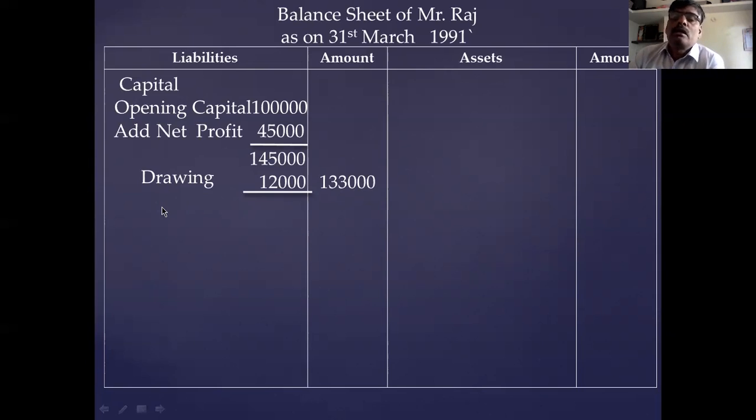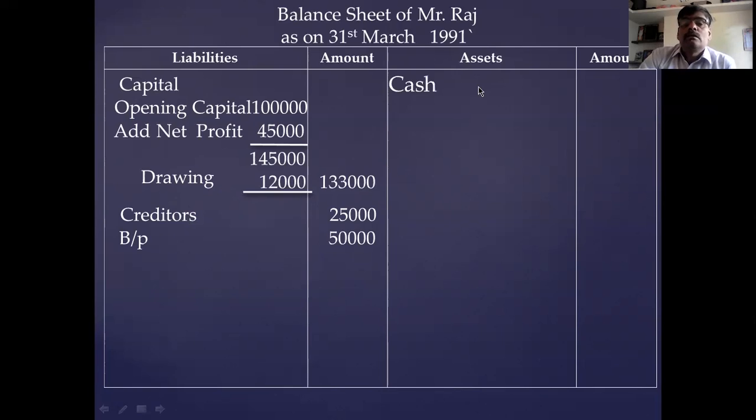Next, you take the creditors account closing balance from the creditors account. Then you take the bills payable account closing balance. Okay, account balances completed, liability side. Come to the asset side. You take all the account balances. First, you take the cash account closing balance. Cash is 3,000 and there itself bank. Bank is 25,000. Closing balance of cash book is 3,000 and 25,000.